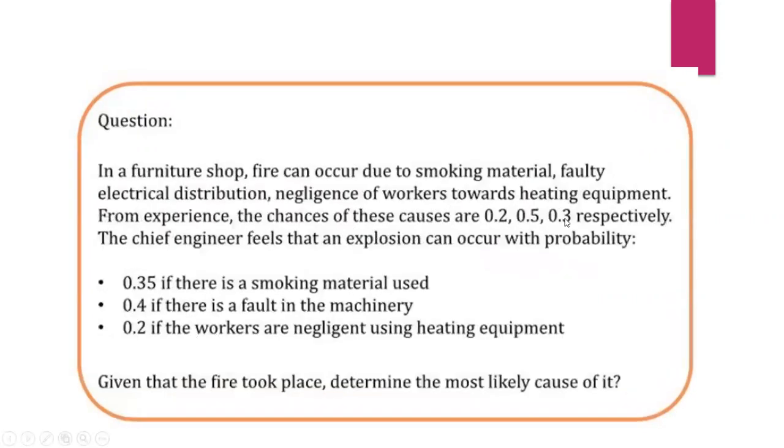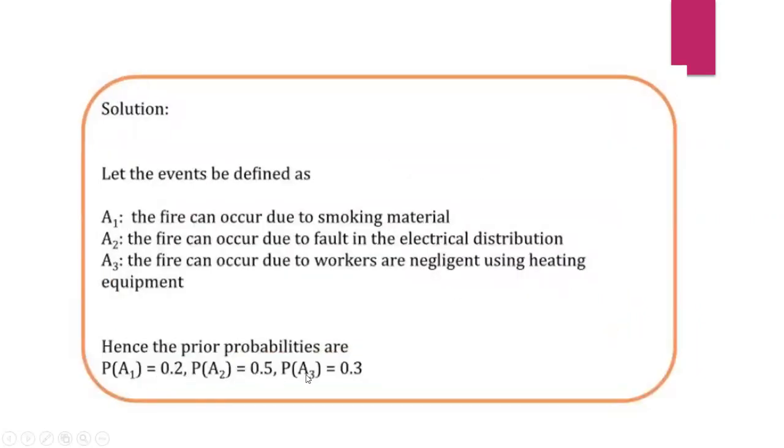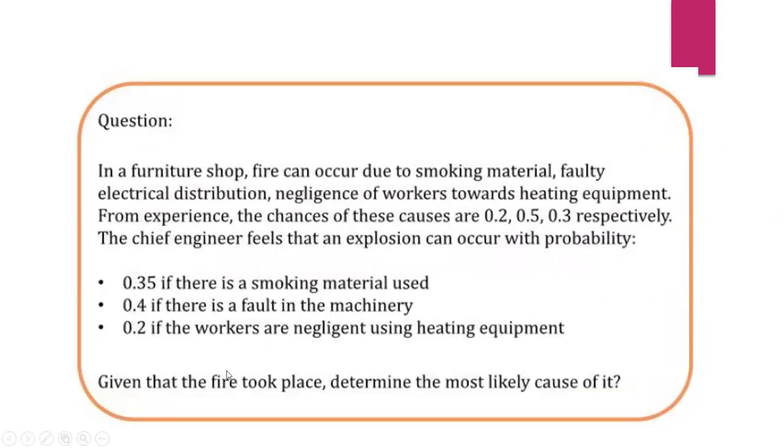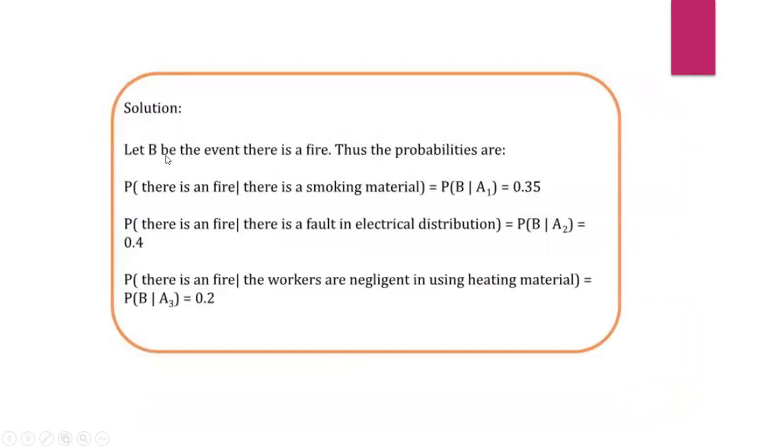0.2, 0.5, 0.3, right? So now these are the prior probabilities. These are the prior probabilities because these are the probabilities that have been found from experience, right? So now let's try to get the solution.